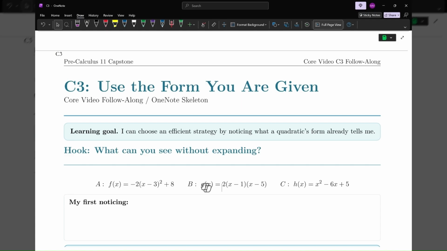Okay, so hook. First thing I want you to look at those three equations, functions f, g, and h, and just notice what can you see from each of them. So without expanding, what do you know about them? What do you not know? And then what might you need to solve a question using those three functions? So pause the video there, take a shot at them, and then we will reveal those throughout the video today. Okay.